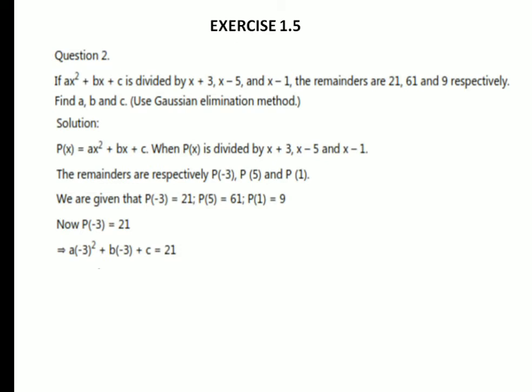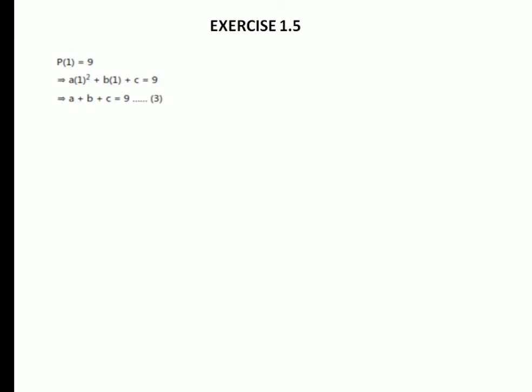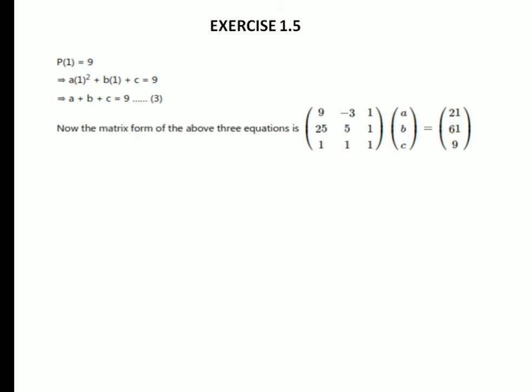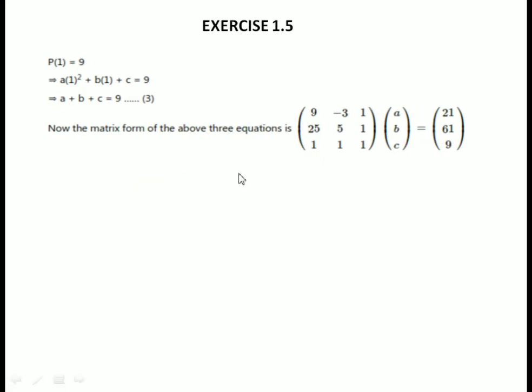Now p of minus 3 equal to 21. Then you substitute, you get the first equation: 9a minus 3b plus c equal to 21. After that p of 5 equal to 61. Then you substitute in the equation, you get the second equation. Same way p of 1 equal to 9. Then you substitute, you get the third equation. After that you write it in matrix form. You get the augmented matrix A comma B, like this.